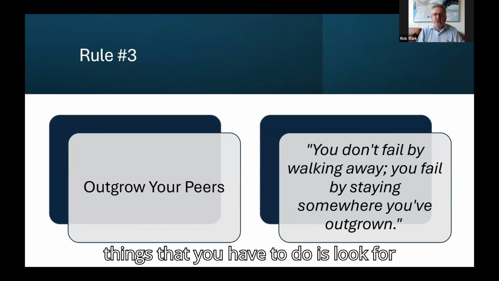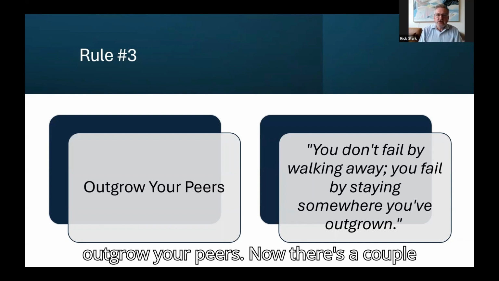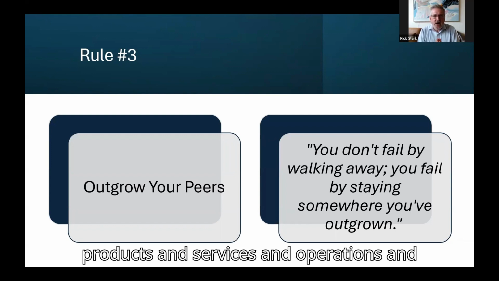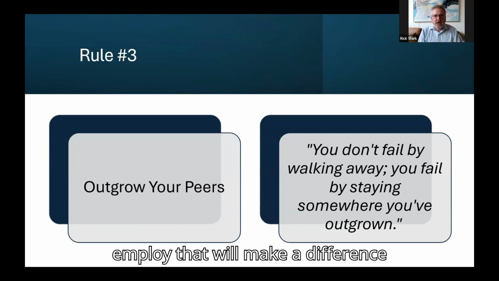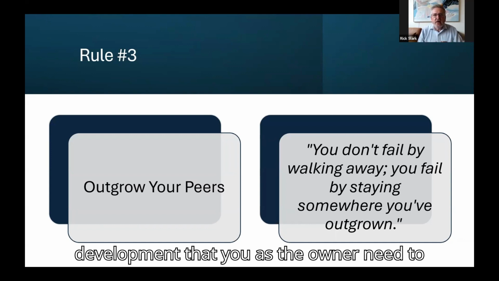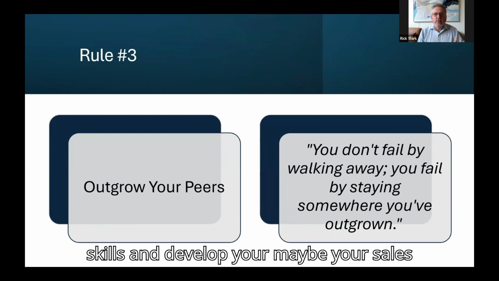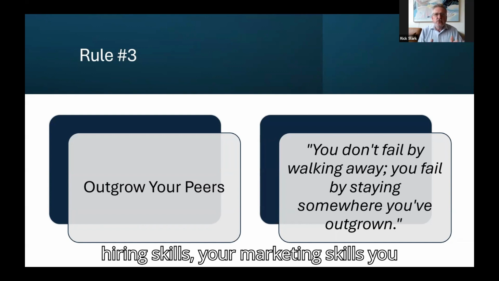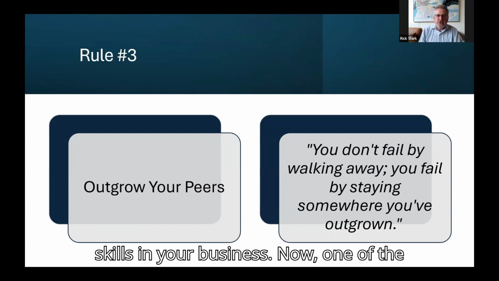One of the things that you have to do is look for ways in your industry that you can outgrow your peers. Now, there's a couple of things that I want to say here. First of all, in the business, there are products and services and operations and processes that you need to employ that will make a difference and help you outgrow your peers. But there's also some professional development that you as the owner need to do, to brush up on some skills and develop maybe your sales skills, your communication skills, your hiring skills, your marketing skills. You need, as an advisor, to learn how to professionally develop some skills in your business.